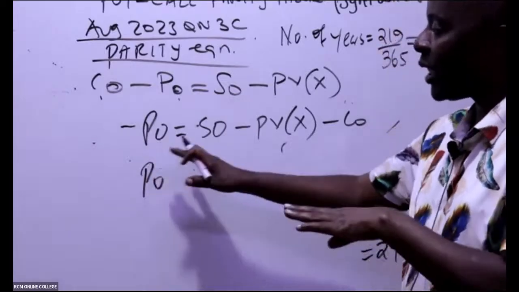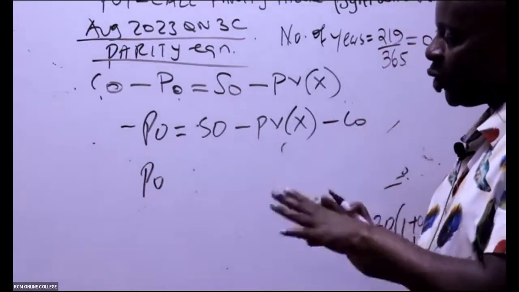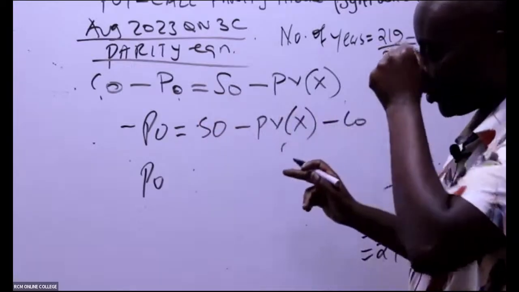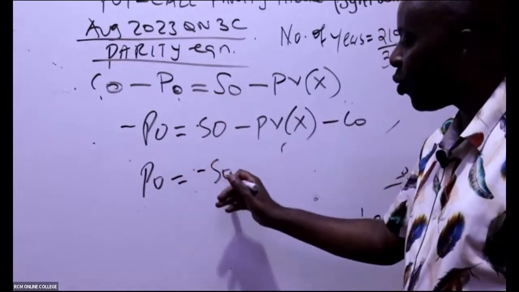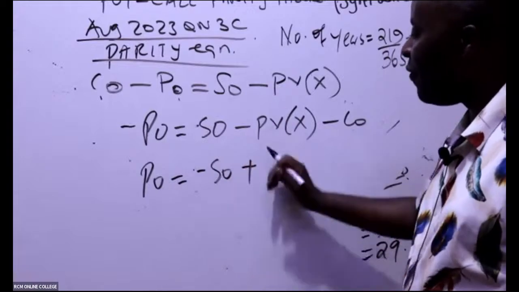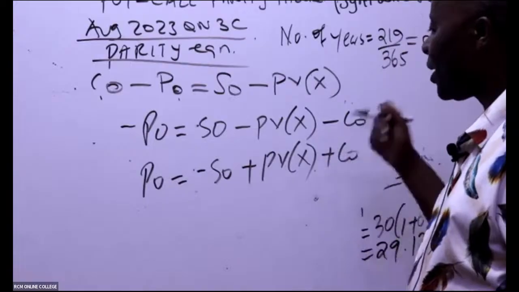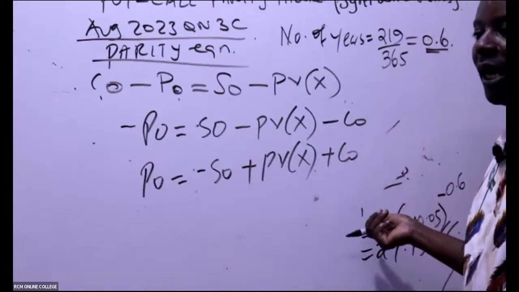I only want positive PO. So then all the terms here, we have to change their signs, all the terms. Yeah, you divide by minus 1. So then this one here will be minus SO. This will be plus PV X. And then this one here will be plus what here? CO. Yeah.